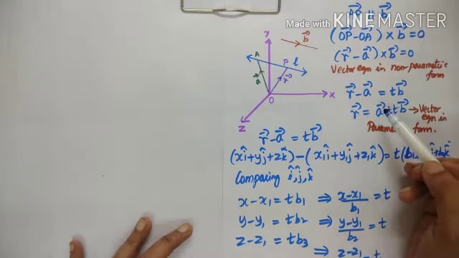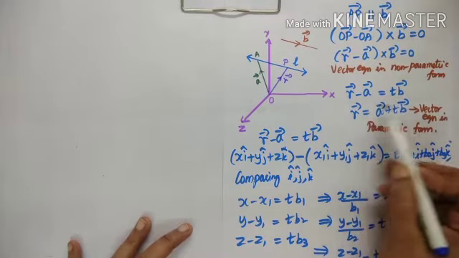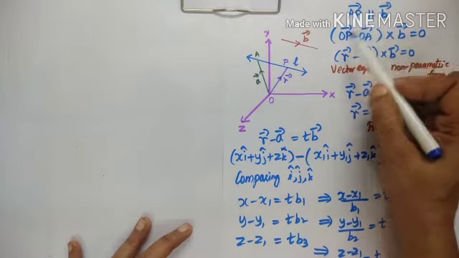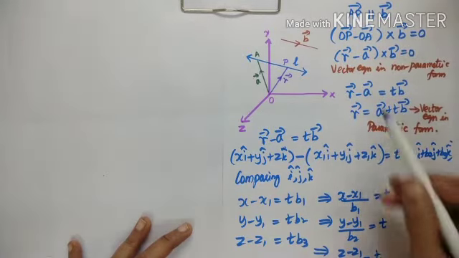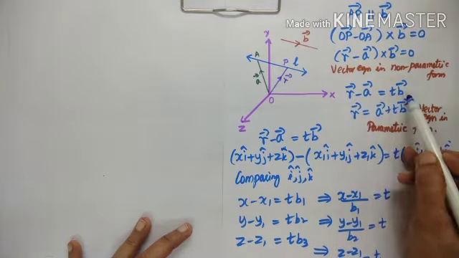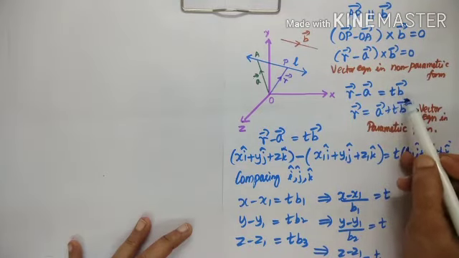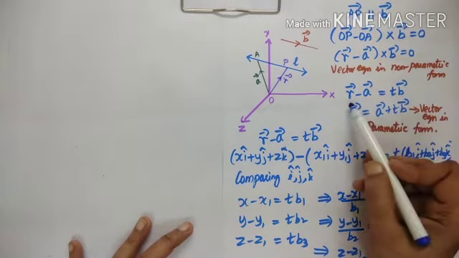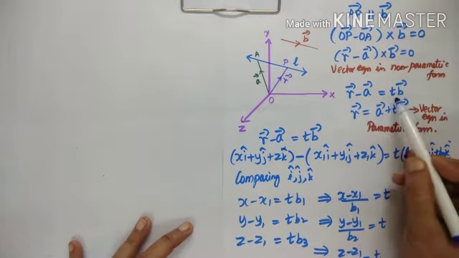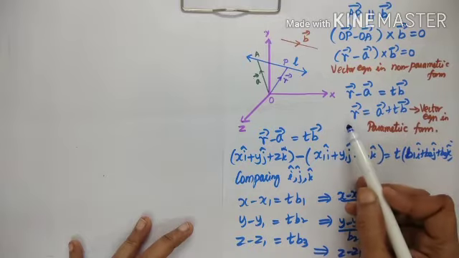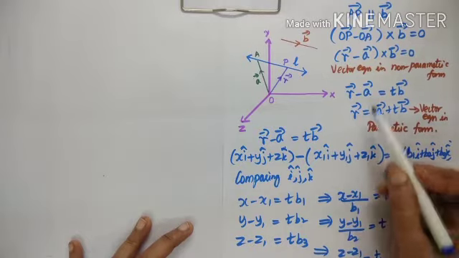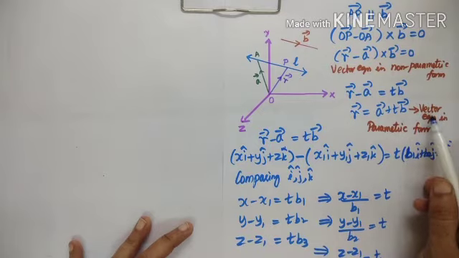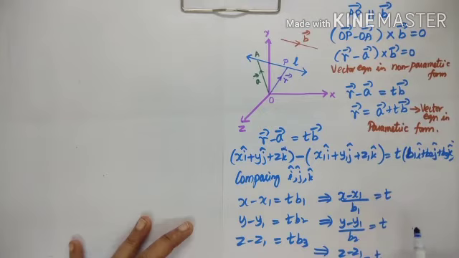The same thing I can also rewrite like this. Whenever they are parallel, one vector is a multiple of another. So AP vector is a multiple of B vector. Multiple means 2 times, 3 times. So generally I write t times. So R minus A equals t into B, which implies R vector equals A plus tB. This we call vector equation in parametric form.